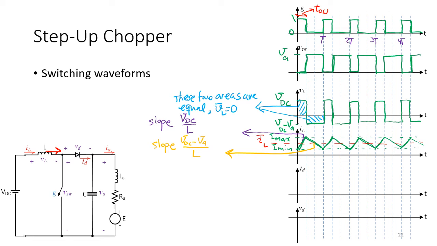Let's go to the current of the diode. It's a very interesting one, in fact. When the switch is on, the current of the inductor goes through the switch, and IA also circulates here. The diode is off. So during this time, ID is 0.